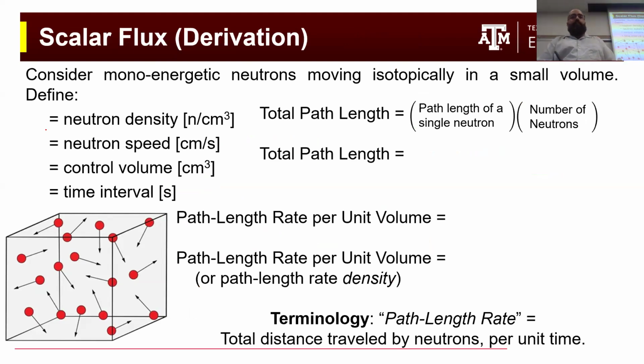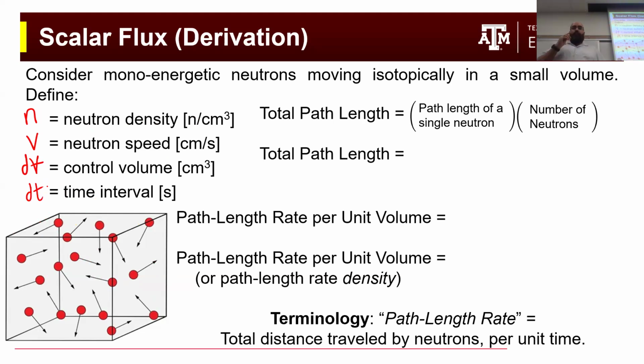And we're going to define some quantities. We're going to use little n for the neutron density. So that's the number of neutrons per unit volume in this box. We're just going to use a little v for the neutron speed. This box is going to have some control volume. We'll use dv with a line through it for the control volume. And then we're going to track these neutrons over some time interval dt.